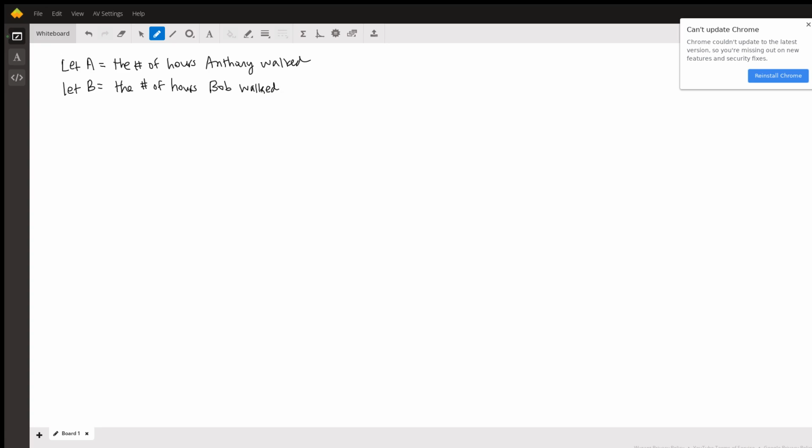For a system of equations, we need two at least, right? So the first one we can answer with the total number of hours they walked, which in the problem we know is 14. So we can just say A plus B equals 14. And then the sum of their speeds is 7. So how do we represent that?